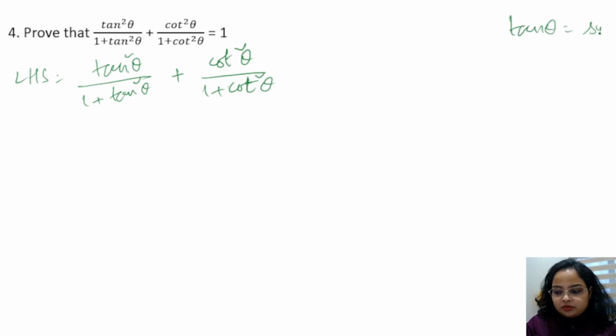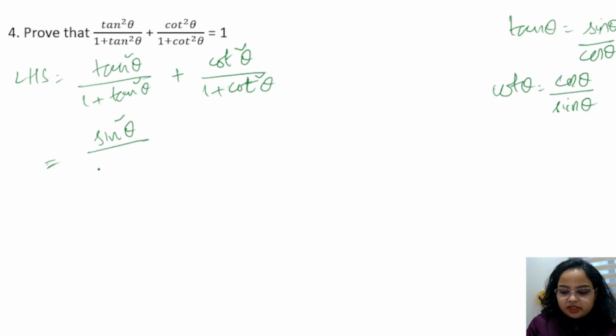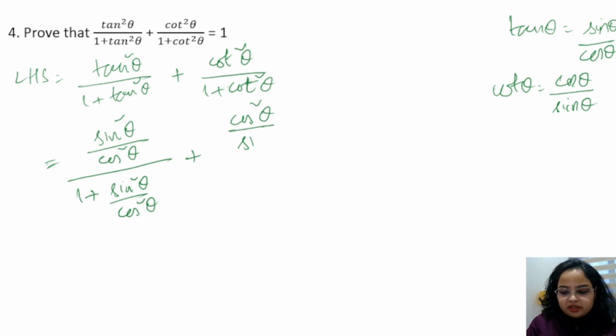Tan theta is equal to sin theta by cos theta and cot theta is equal to cos theta by sin theta. We'll substitute this. So here tan square theta is sin square theta divided by cos square theta, divided by 1 plus sin square theta by cos square theta, plus cot square theta is cos square theta divided by sin square theta, by 1 plus cos square theta divided by sin square theta.